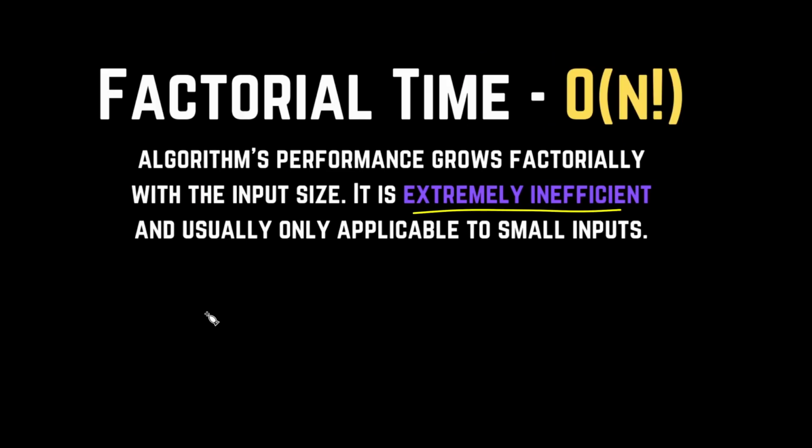So when are you actually going to encounter factorial time? Usually when we are dealing with permutations. And it's not really common. If you have a factorial time algorithm, it's okay to use it, but only if you have a really small input. It's not advisable to use it with big inputs.